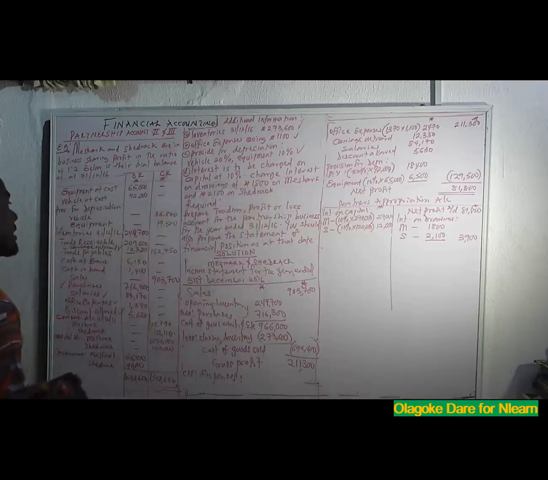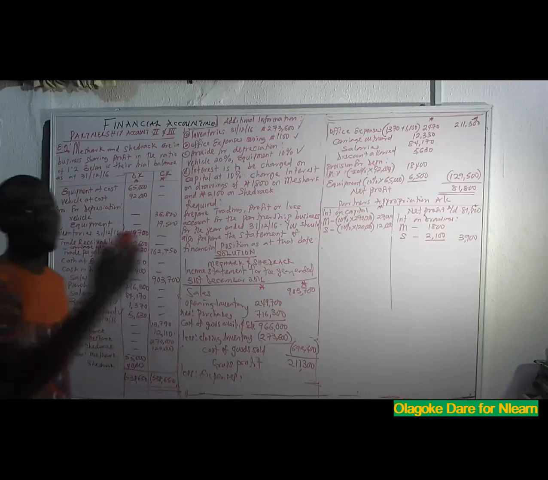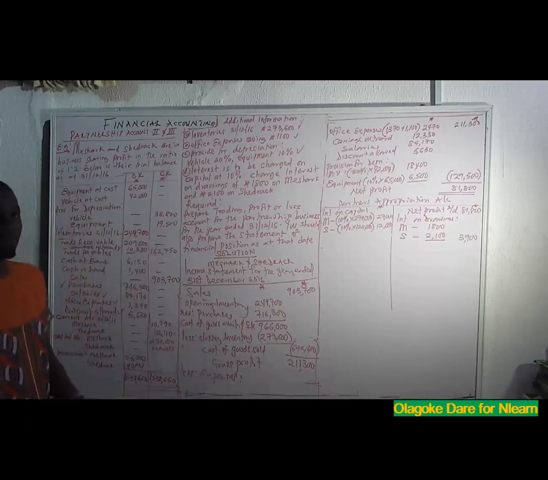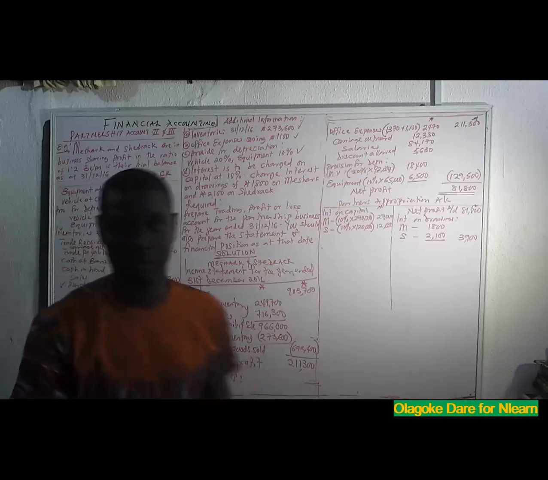We are not told that salary was paid to any partner. We have been given their current account balances, capital account balances, and their drawings. We are not told that commission was paid. We are not told that a partner gave a loan to the business. We are not told any of such. So we balance the account.